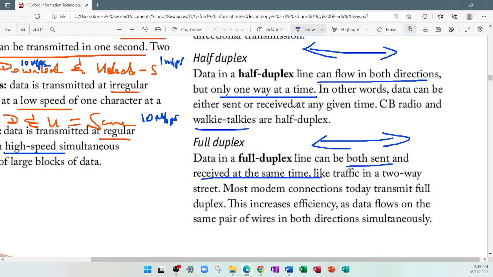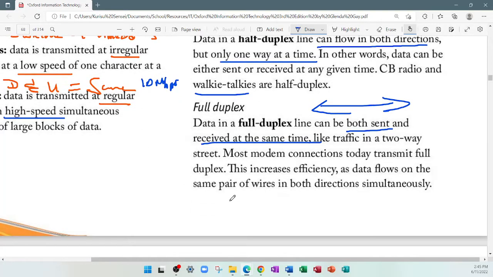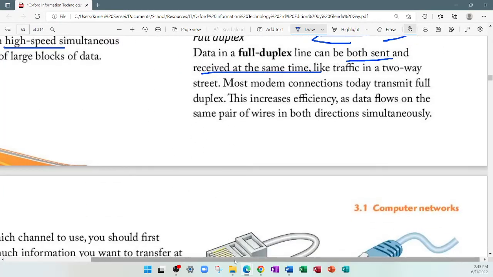But when you do want to give a response, and say for instance the same walkie-talkie situation, you don't need the communication both ways all the time, then half duplex might be more suitable. But when you do need that reaction, that right away sending and receiving of data, that is when full duplex is going to be put into use.